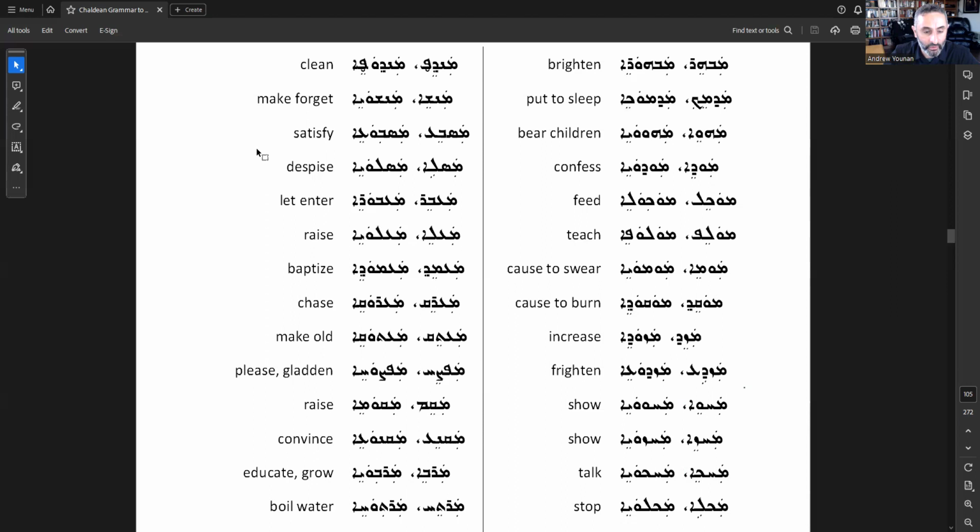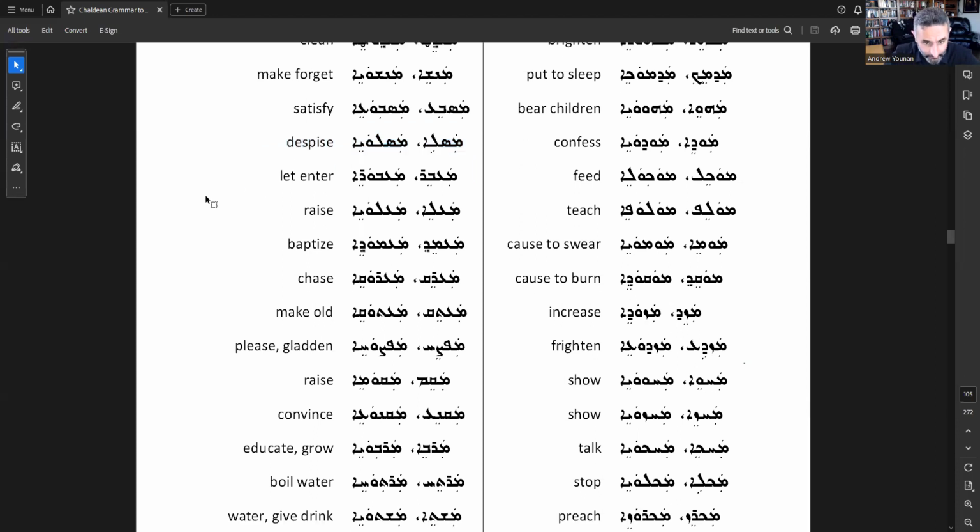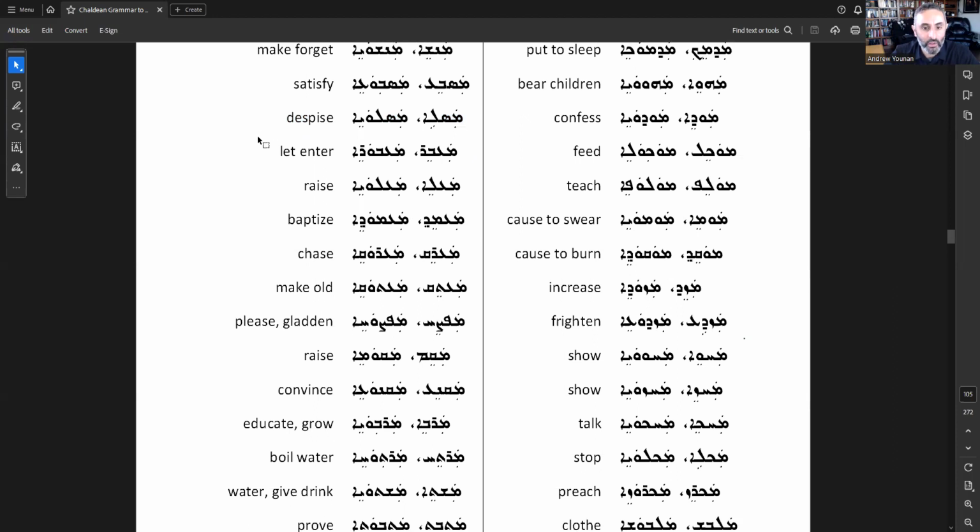Mesle, mesloye, to despise. There is a root here, slaya. It's not really used very often, and it has kind of a different meaning, which I'm not going to get into here. But mesle means to despise somebody. Ma'abar, ma'abore, means to let enter. Abar actually means to let enter or to let somebody cross. Abar means to cross. Ma'abar means to let somebody cross.